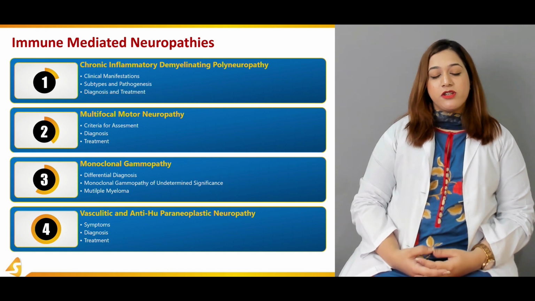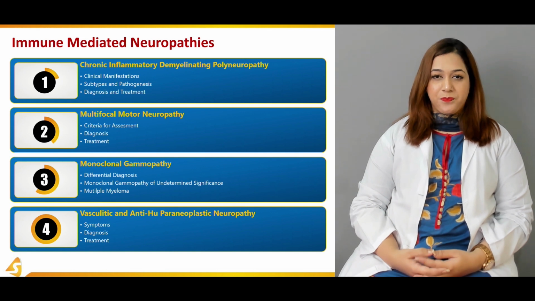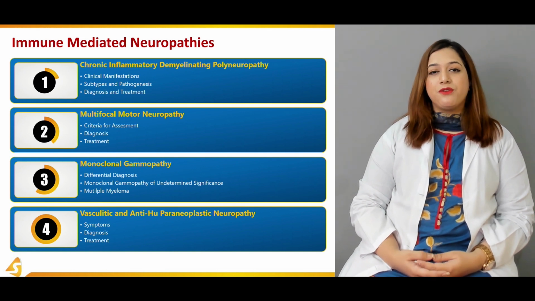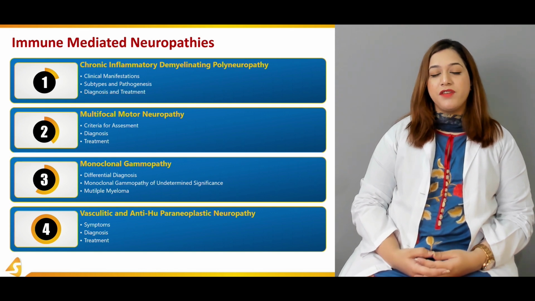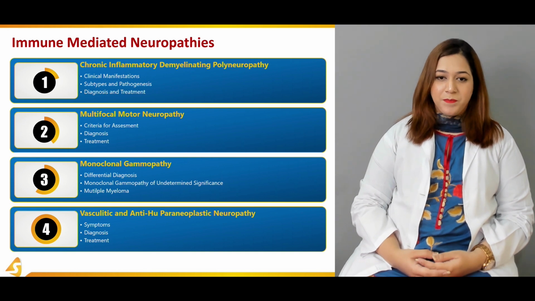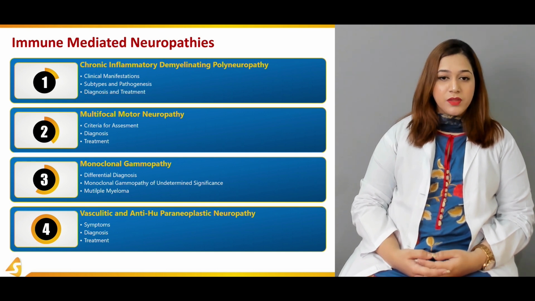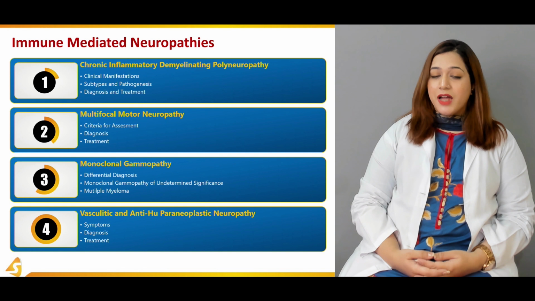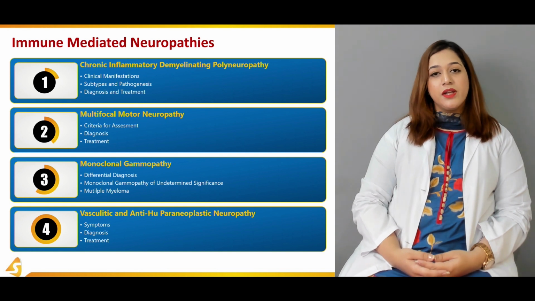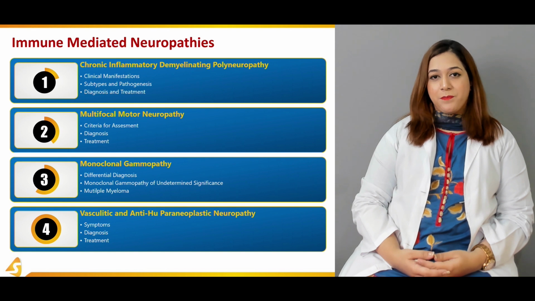In the second section, we will talk about multifocal motor neuropathy. MMN is a rare disorder characterized by asymmetric or multifocal weakness of arms and legs without sensory signs or symptoms. We will see what is the criteria for assessment of multifocal motor neuropathy, how we can diagnose and treat this neuropathy. The third section is all about monoclonal gammopathy.